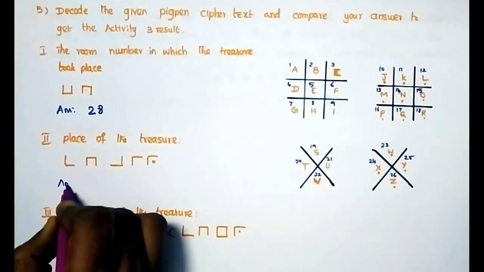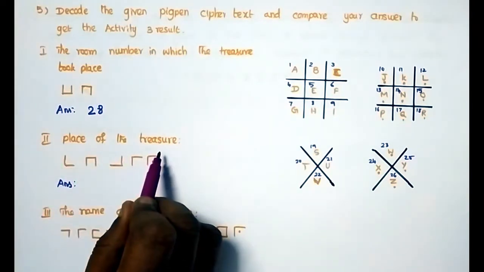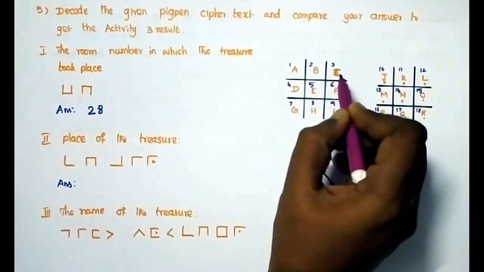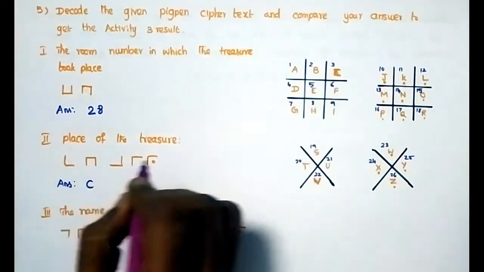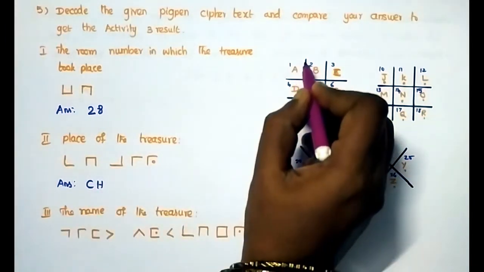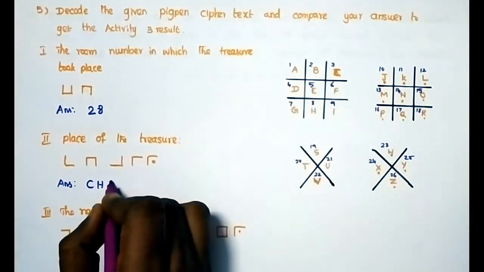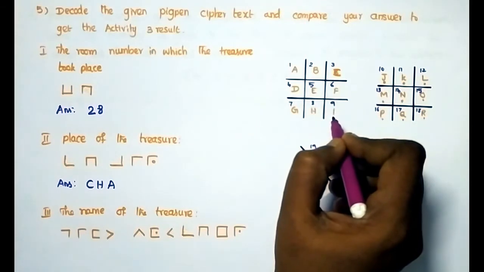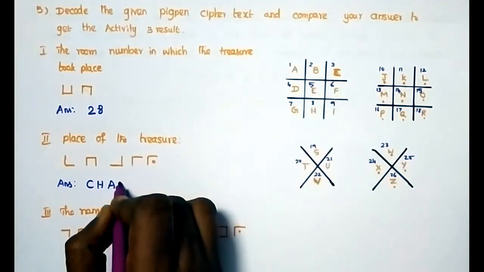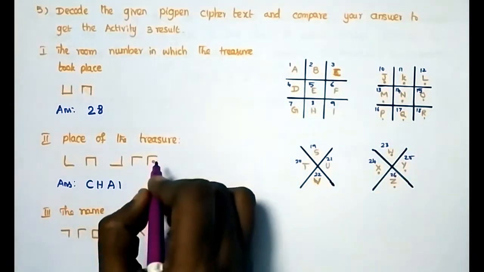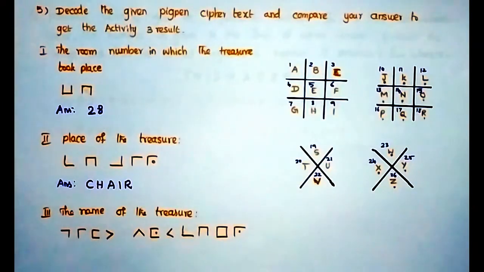Next one, place of the treasure. So that is letters. See the shape, that is C. Next, this shape, that is H. Then this shape A. And then this shape without the dot, that is I. And then last one with the dot, that is R. Chair is the answer.